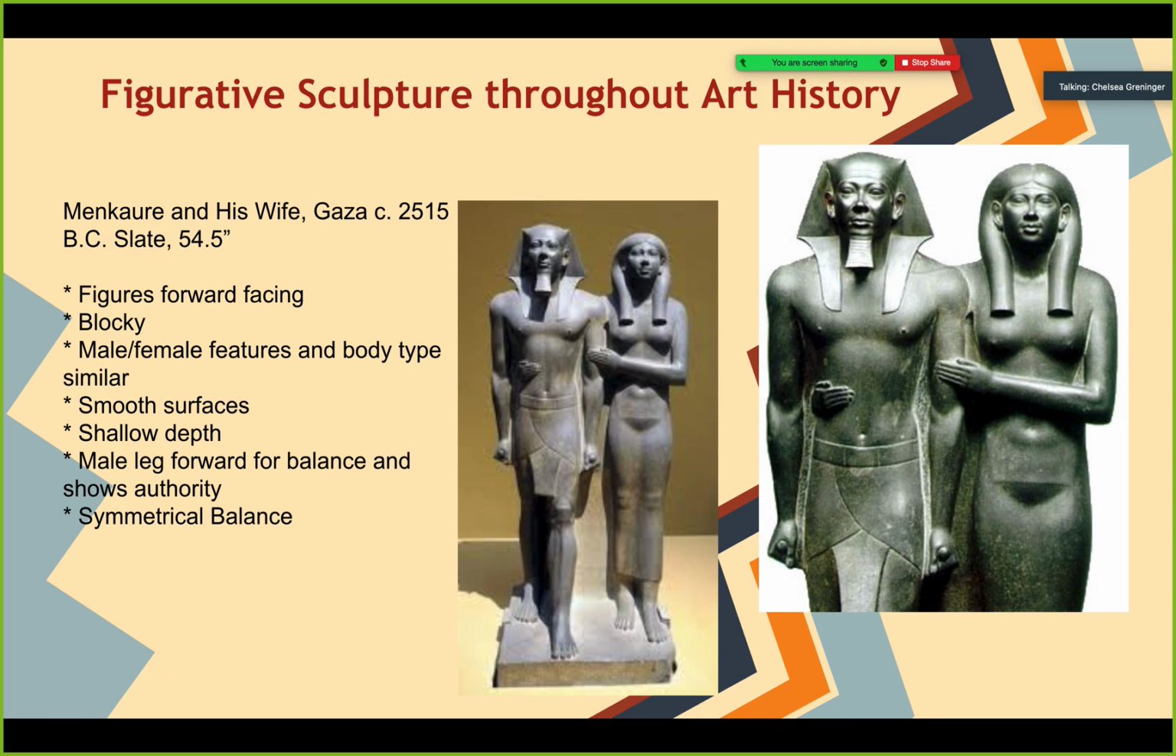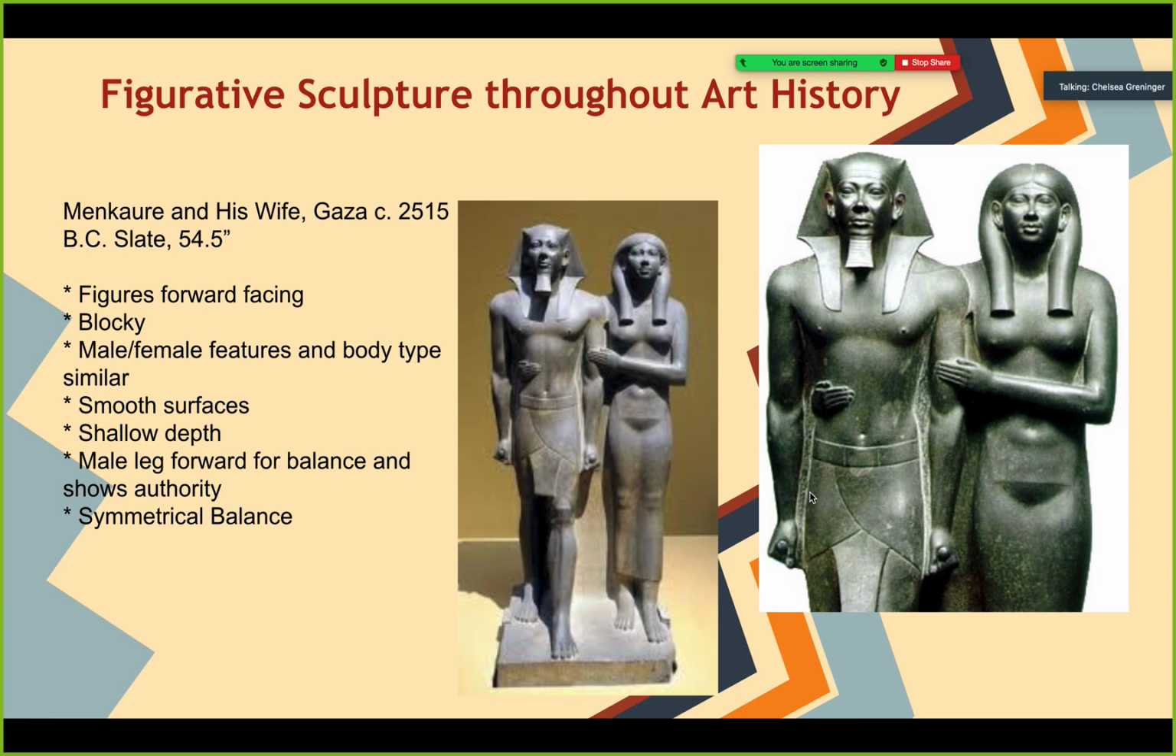We've got Menkaure and his wife, 2515 BC, which stands for before Christ. So this is before the year zero. This is made out of slate, so it's carved out of an entire block of slate. You can actually imagine the block of slate around these two figures.